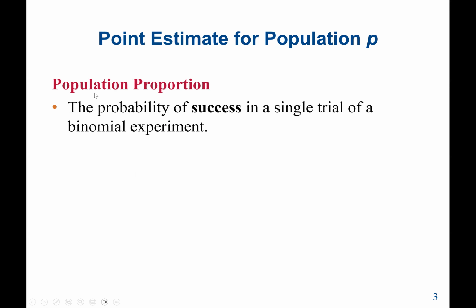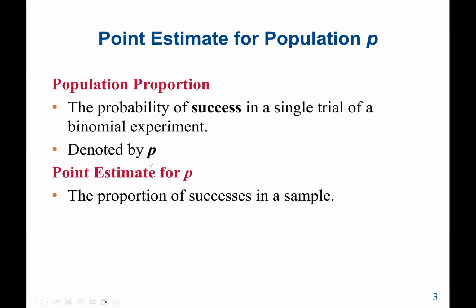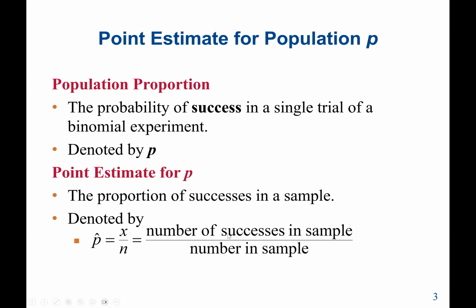So here we said a population proportion is the probability of success in a single trial for a binomial experiment. And normally we represent population proportion by the letter P. Also, the point estimate for P will be the proportion of success in a sample. And this normally will be represented by P hat. So P hat is X divided by N.